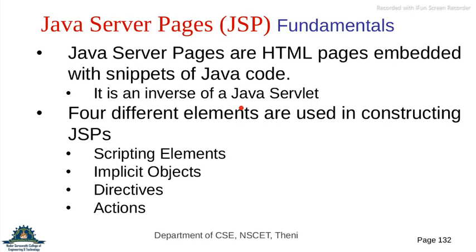Okay, now I said what we are going to see, and among them the main thing we are going to see now is scripting elements. What is meant by scripting elements? Second thing is what are implicit objects. Third thing is what are the directives, and fourth thing is actions.